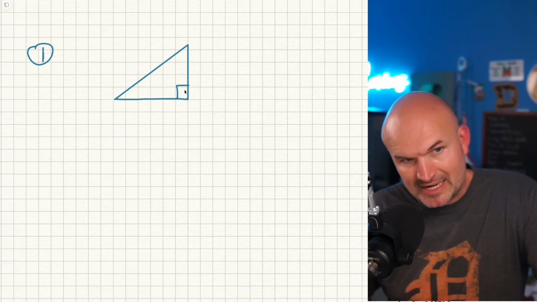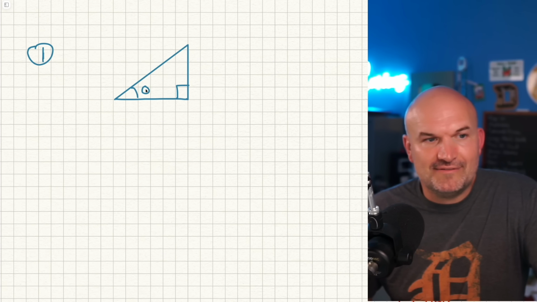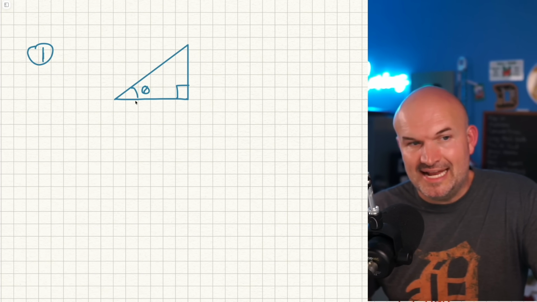So for a right triangle, we're going to have this little box. That means this angle is going to be 90 degrees. And we're also going to have a little angle here, and I'll put this in as theta.